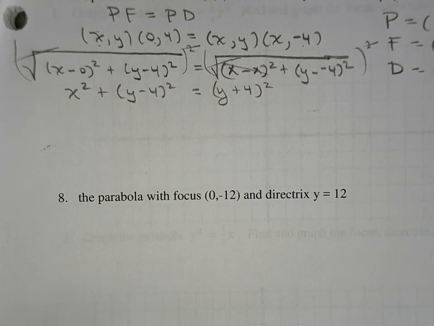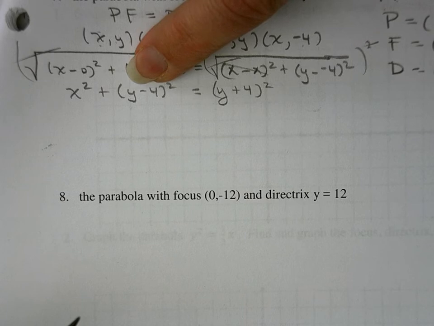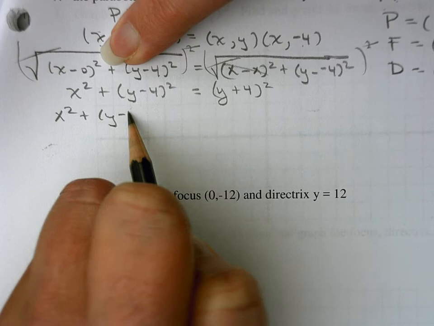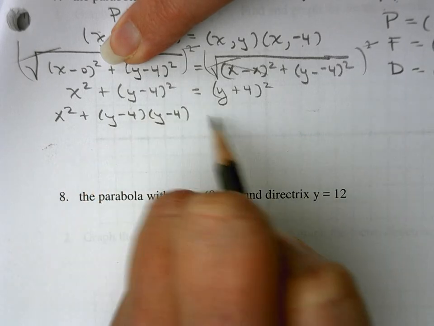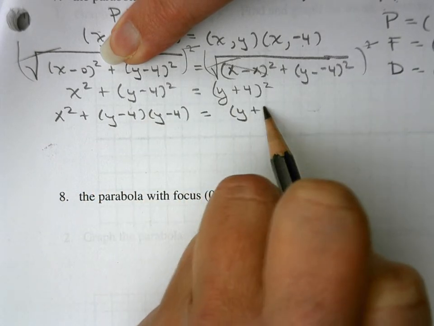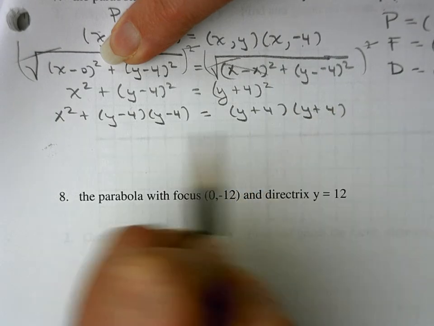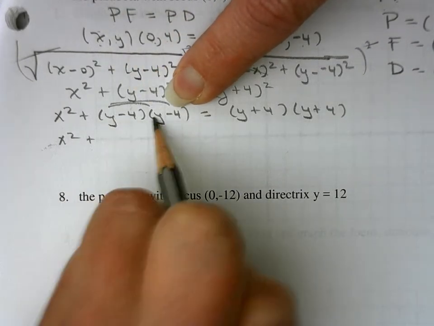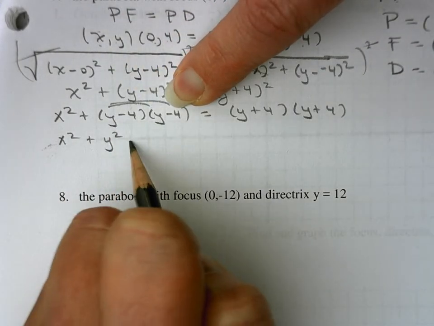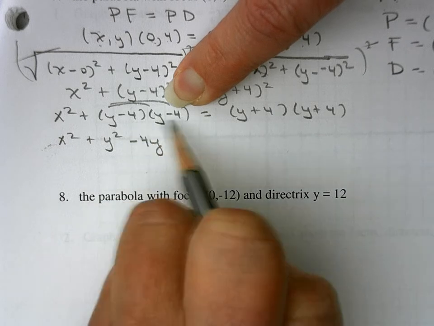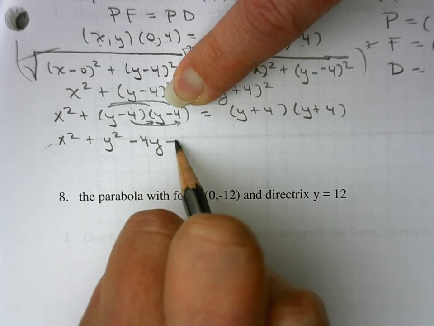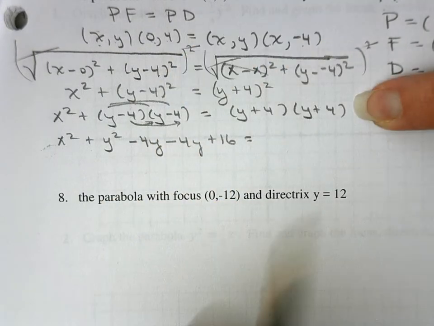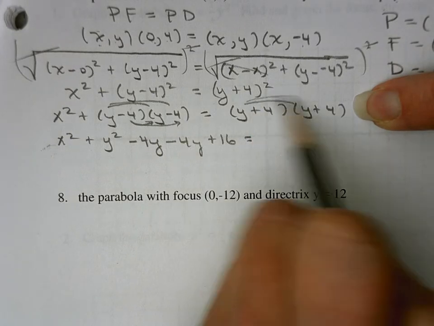Once I get to here, I want to distribute and then combine like terms. I'm going to distribute out the y minus 4, and then do the same thing on this side as well. Multiply the y to both terms: y times y is y squared, and y times -4 is -4y. Then distribute the -4 to both of those terms, so -4 times y and -4 times -4. And the same thing over here as well, so distribute these.